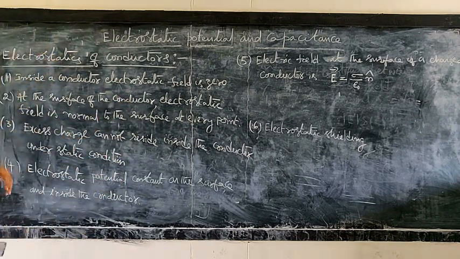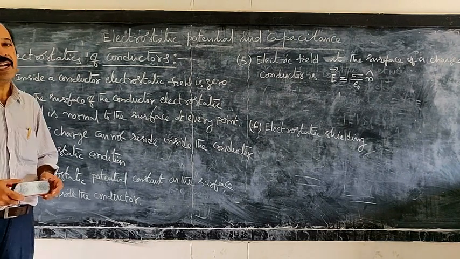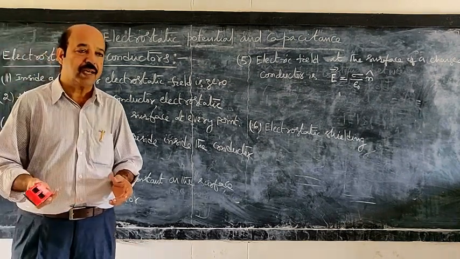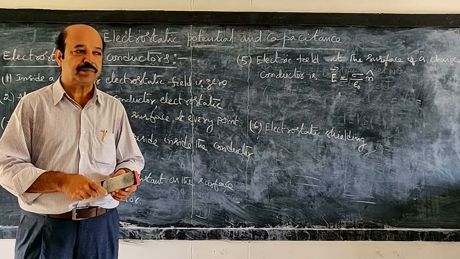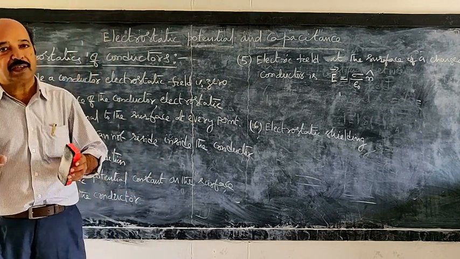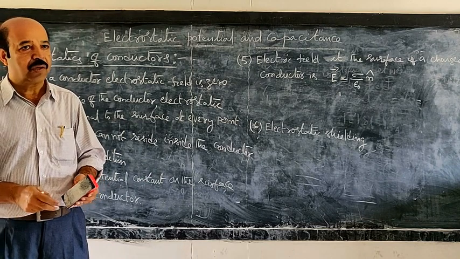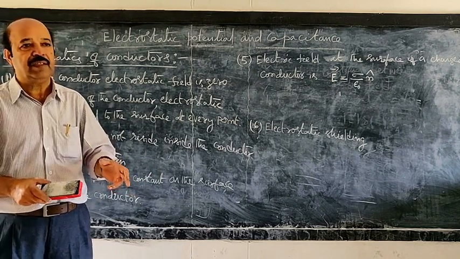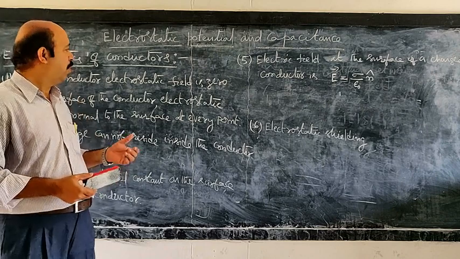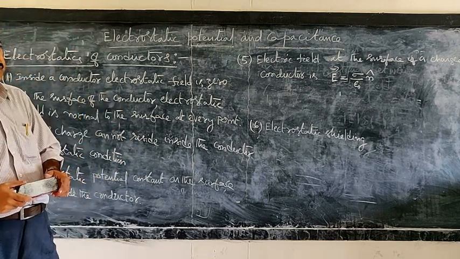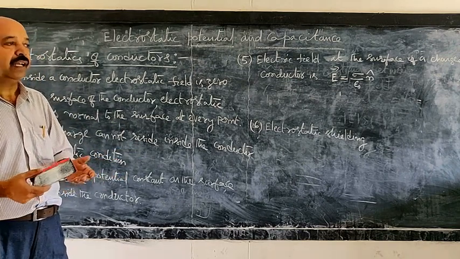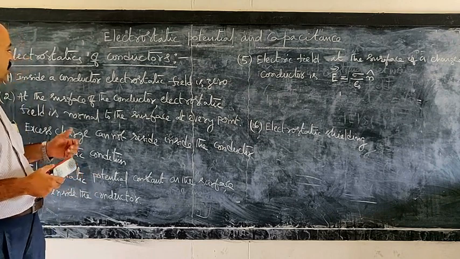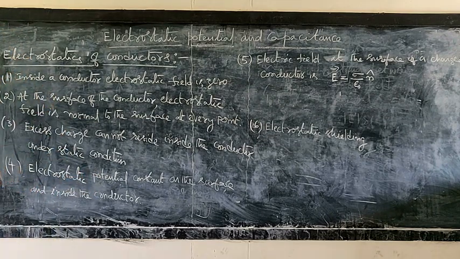Now, the first point is: inside a conductor the electrostatic field is zero. This was already explained in the previous classes. In static condition, the charges are not mobile, so there is no net electric field acting on the charge carriers. Therefore, under static condition, when the charges are not mobile, the net electric field must be zero. So in a conductor under static condition, the field at every point is zero.